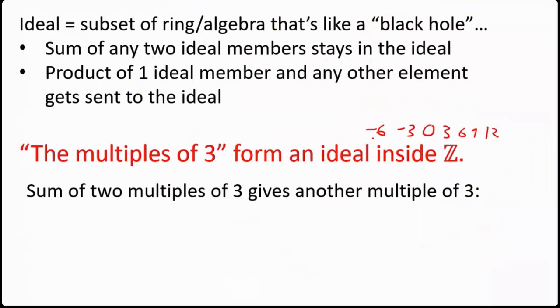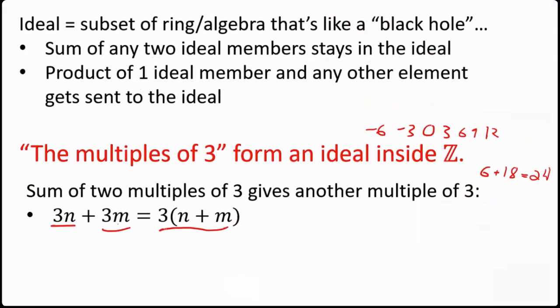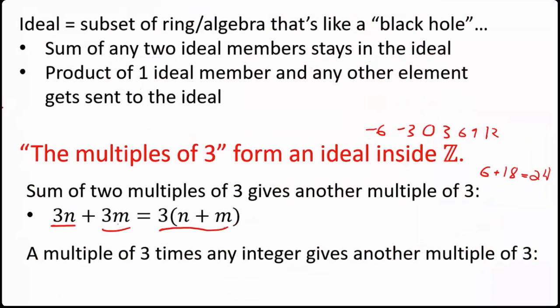Well, the sum of two ideal members gives another ideal member. The sum of two multiples of 3 gives another multiple of 3. Hopefully that's not hard to see, like 6 plus 18 is 24, another multiple of 3. And obviously 3n plus 3m gives a multiple of 3. Also, a multiple of 3 times any integer gives another multiple of 3. So 3 times 7 is a multiple of 3, which is not surprising.